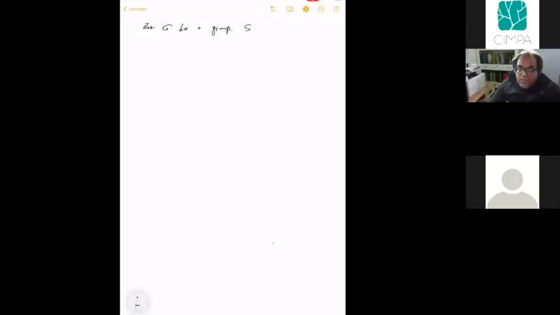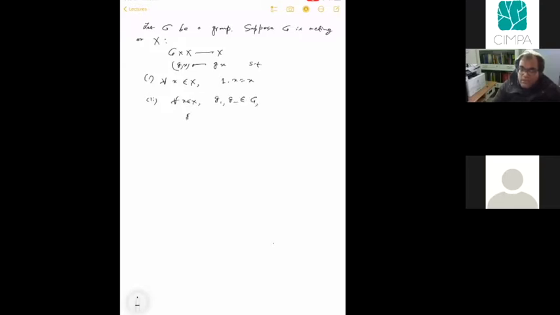Okay, suppose G is acting on X. Now, what is a group action? That's a mapping from G cross X to X, such that for all x in X, the identity element fixes x, and for all x in X and g1, g2 in G, (g1 g2) dot x equals g1 dot (g2 dot x).